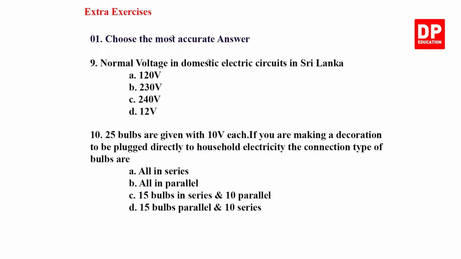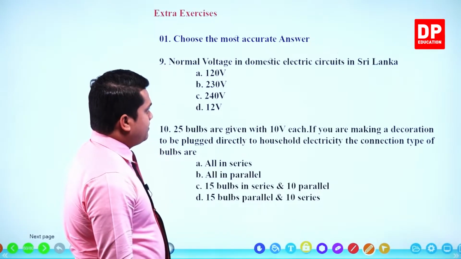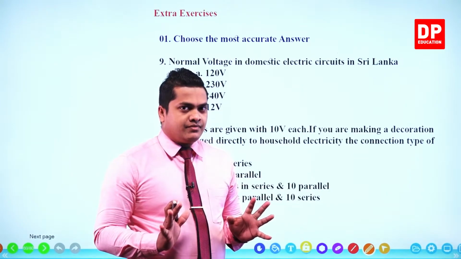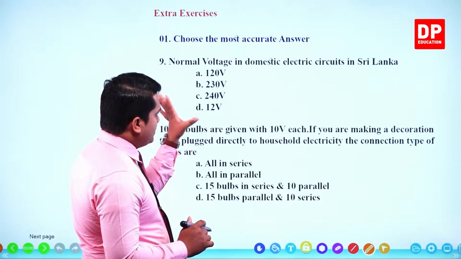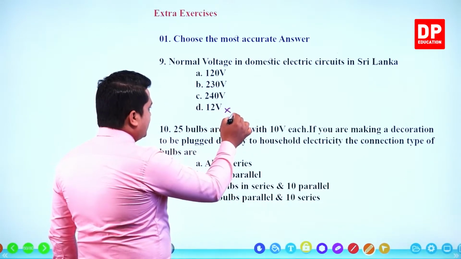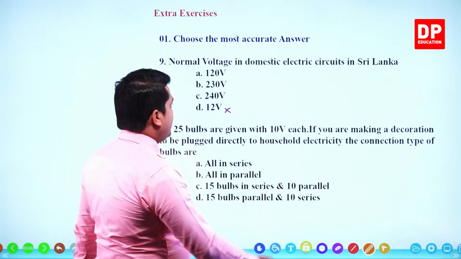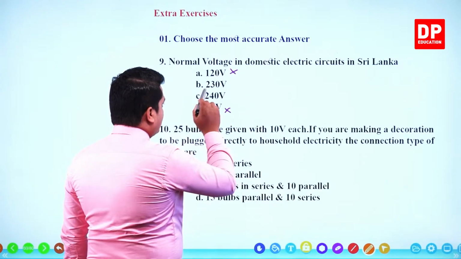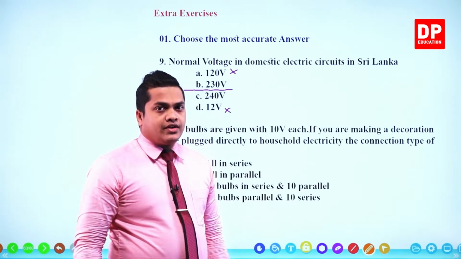Normal voltage in domestic electric circuits in Sri Lanka. They are asking about the normal voltage in household electricity. So my dear children, is it 230 or 240? We know for sure it's not 12 volts, because that's the voltage in our normal lead acid accumulators, and 120 is also incorrect. So is it 230 or 240? Actually the normal value in our household electric circuit is 230 volts.